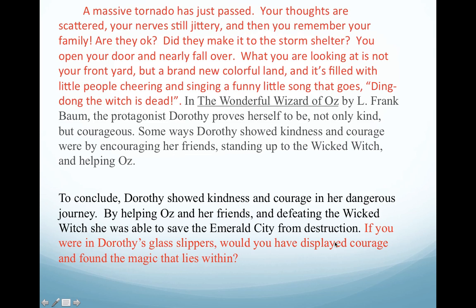Now, I connect to it by saying, and you'll notice how this was written in the reader's point of view. If you were in Dorothy's glass, should say silver, because in the book it was silver, and in the movie it was ruby. I must have Cinderella on the mind. But anyway, if you were in Dorothy's ruby slippers, would you have displayed courage and found the magic that lies within? So again, it has the same point of view, which is second person point of view, where it's talking to you down here in the hook and in the zinger.